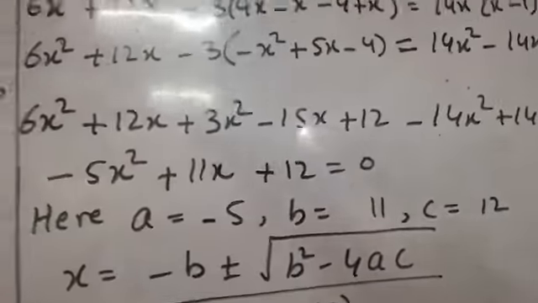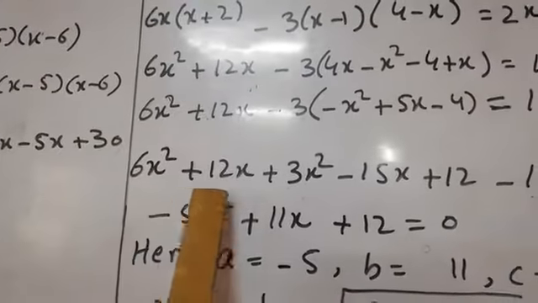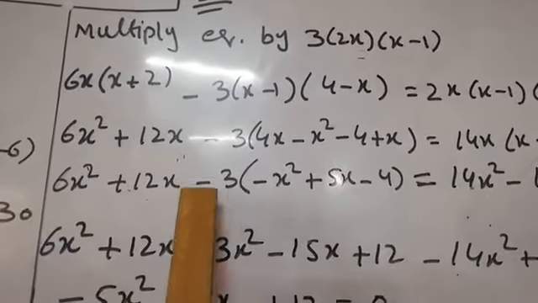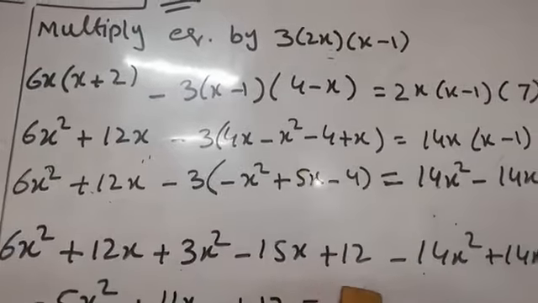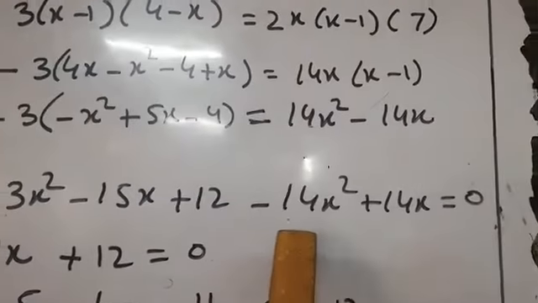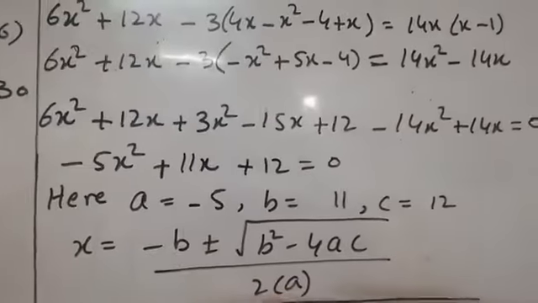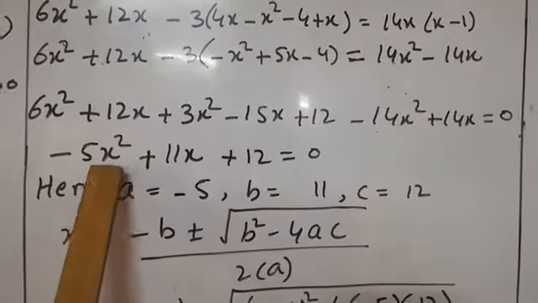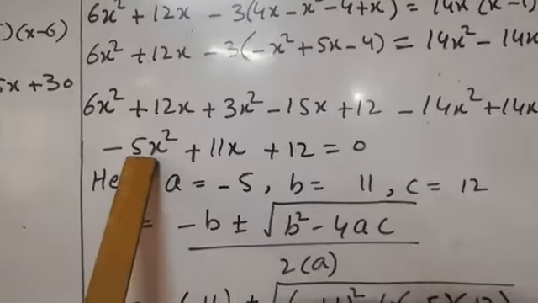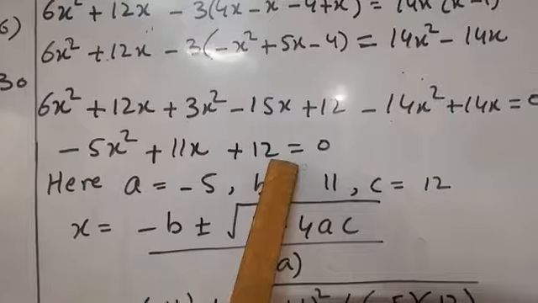Now dear students, we will remove the brackets and write 6x square plus 12x plus 3 minus, plus 3x square minus 15x plus 12 is equal to, and we will write all the values on the left hand side. So minus 14x will become plus 14x is equal to 0. By combining the like terms, we will get minus 5x square plus 11x plus 12 is equal to 0. So find the value of a, which is minus 5, the coefficient of x square. Write b as the coefficient of x, and the value of c, which is a constant, is equal to 12.